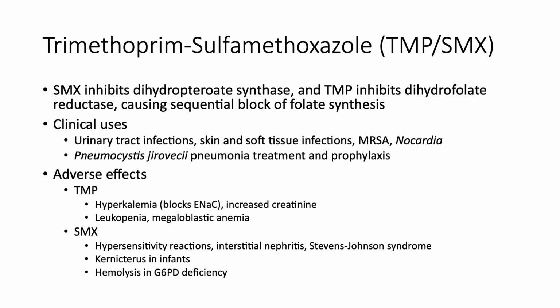Trimethoprim sulfamethoxazole, TMP-SMX, also called Bactrim, is a combo drug that sequentially blocks folate synthesis, and it is used for a lot of different things. Urinary tract infections is one of the big ones, as well as skin and soft tissue infections, because it does have activity against MRSA. It's also used for nocardia, and the other important place it's used is for pneumocystis jirovecii, both as treatment and prophylaxis. So if you have a patient with AIDS who needs pneumocystis prophylaxis, usually you're going to use trimethoprim sulfamethoxazole.